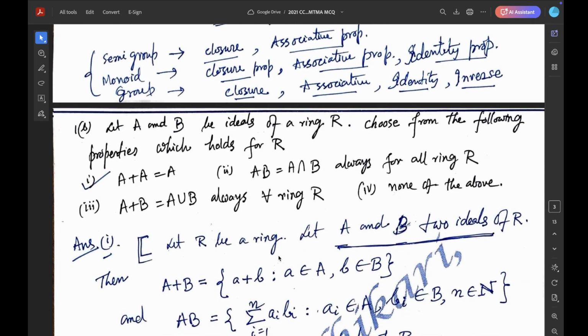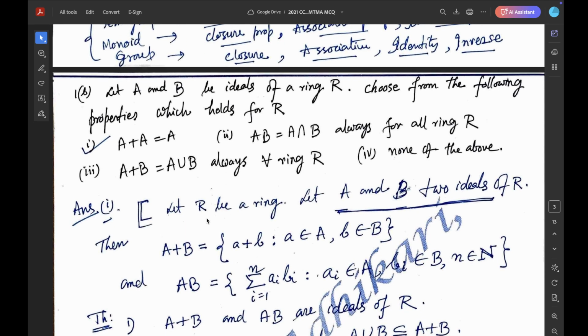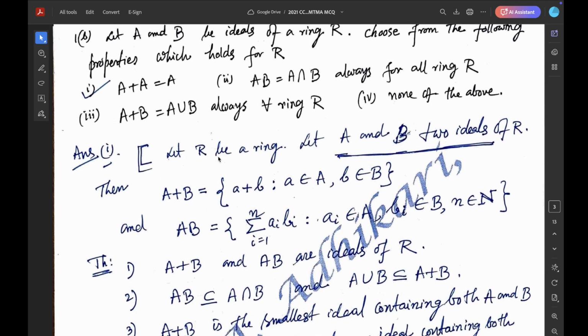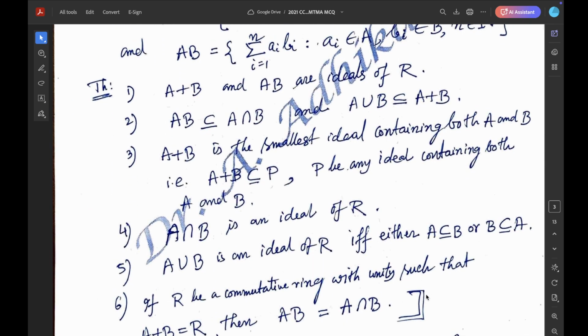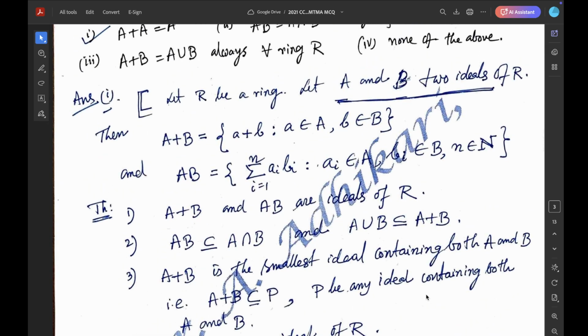Next question: A and B are ideals of ring R. Choose from the following properties which hold. Correct option is A plus A equals A. Now let R be a ring. This third bracket and double third bracket means you can avoid this property up to this in the answer booklet. Let R be a ring. Let A and B be two ideals of R.